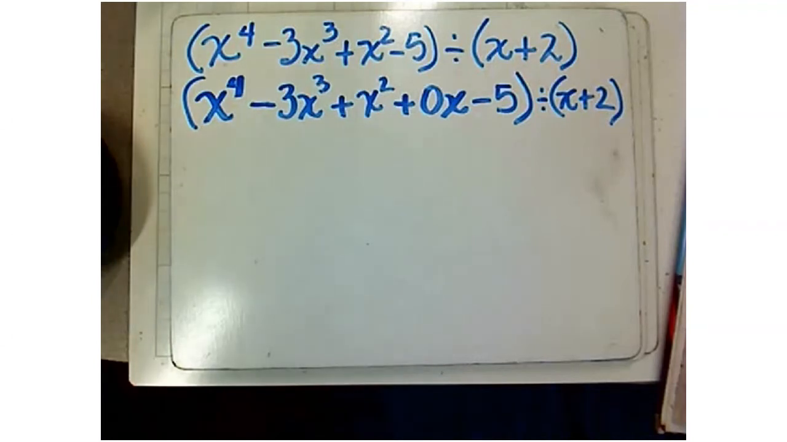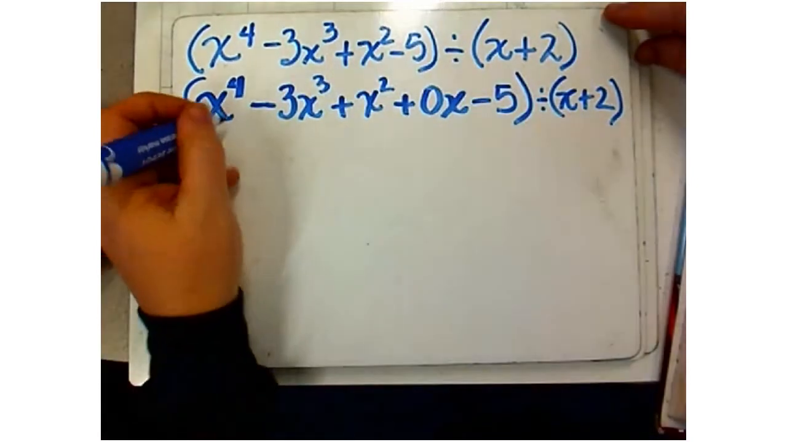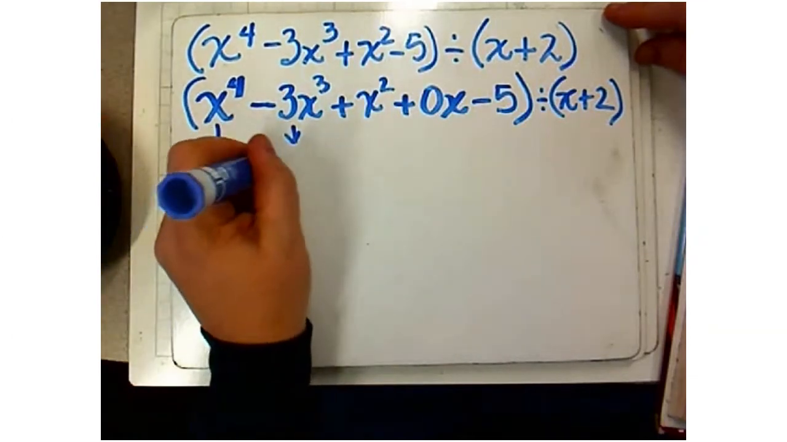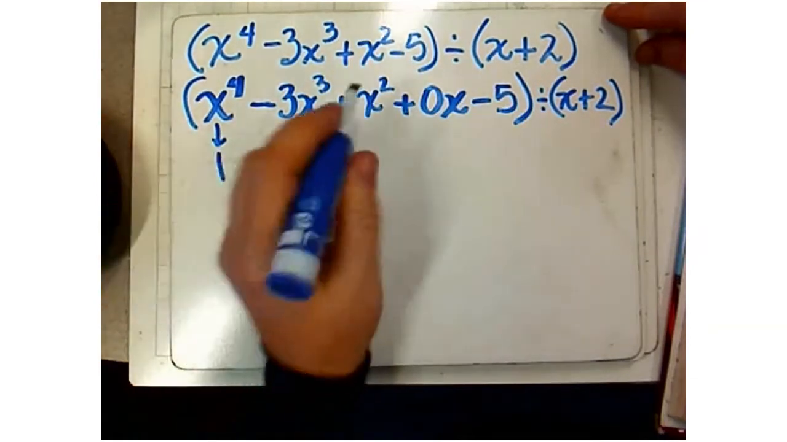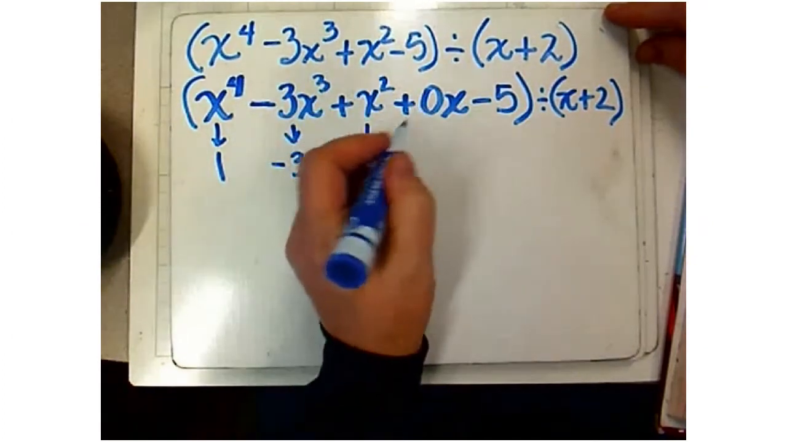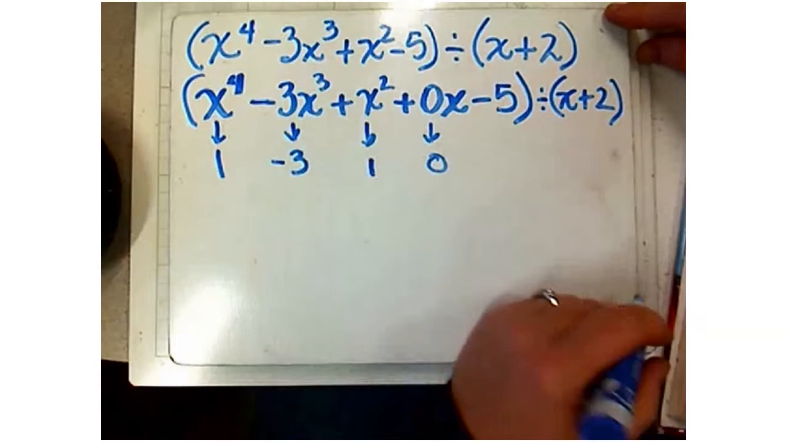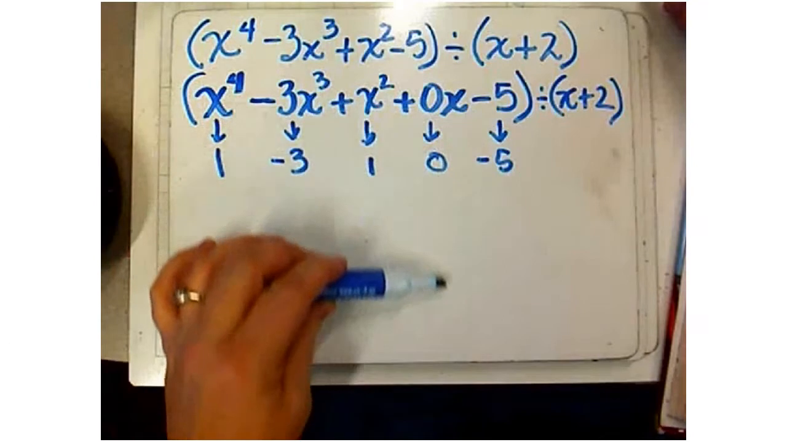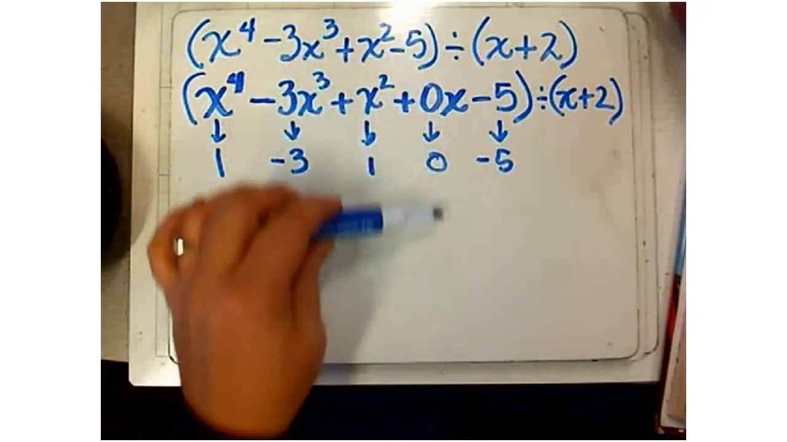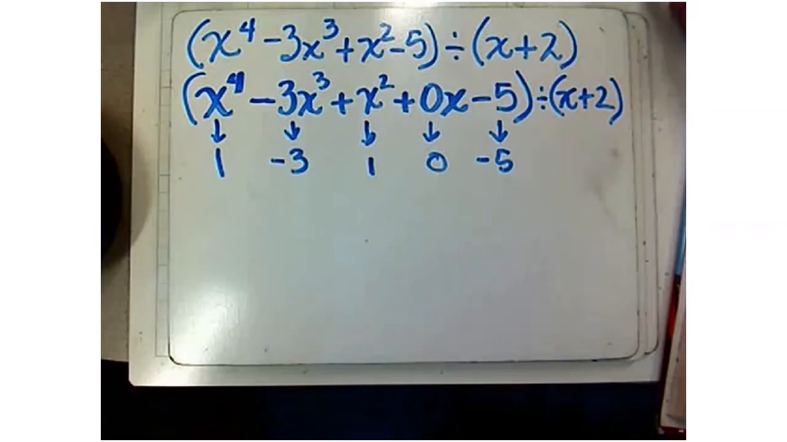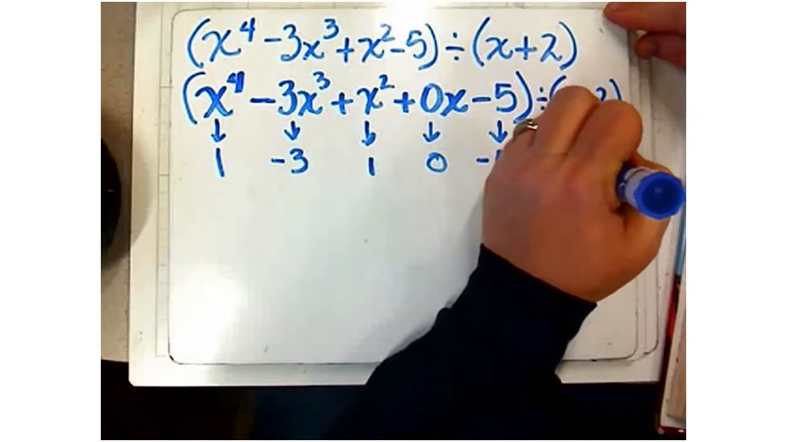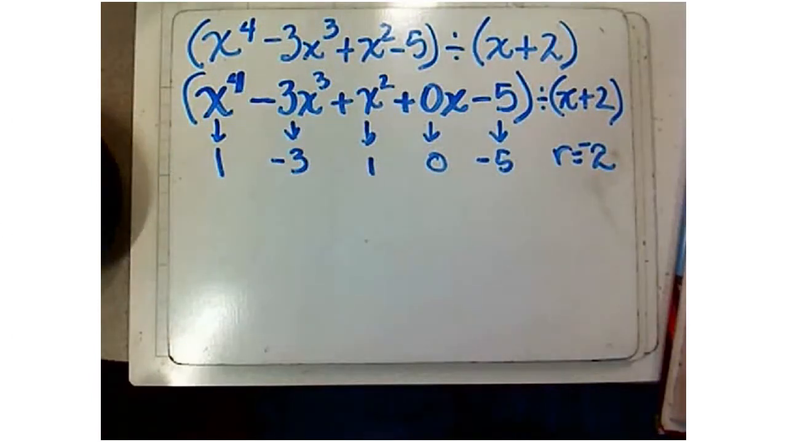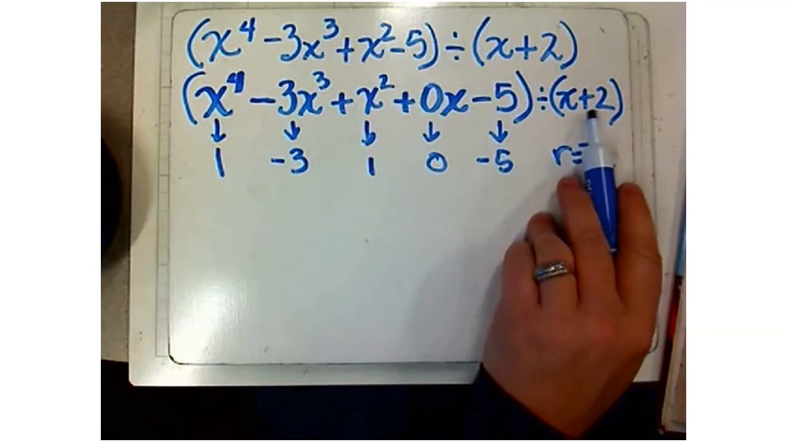So then you notice your coefficients are a 1. What's the next one? -3. What's the next one? A 1. Nope, a 0. And then you have a -5. Super important that you have a column for that first degree term there. Then you notice your r value is what, Angelica? -2. The r value is -2 on your divisor, because your x plus 2 gives -2.